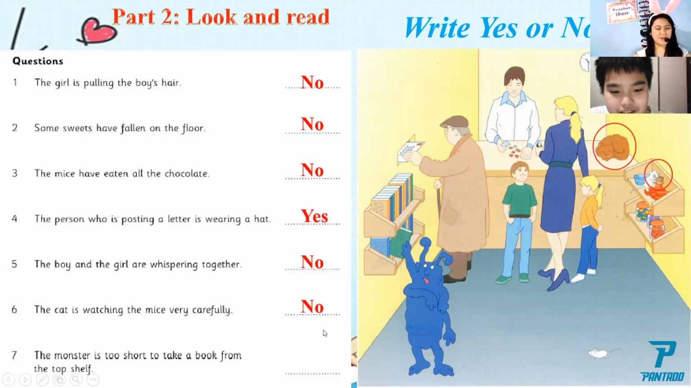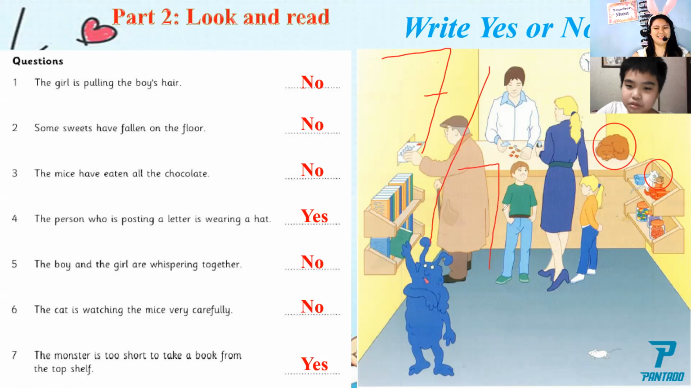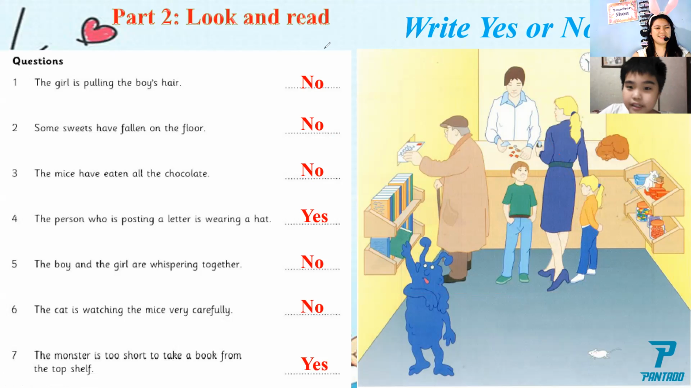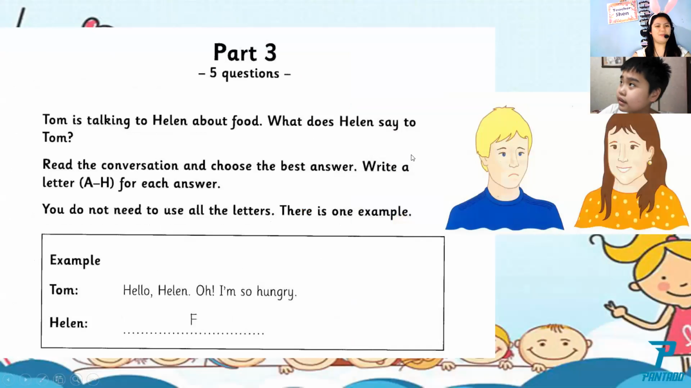Yes, I know. Now number seven. Can you read the number seven? The monster is too short to take a book from the top shelf. And this is yes. Yes. Okay, wow. Oh, perfect. You got the perfect score of 7 out of 7. Good job. Now let's proceed to the next activity, part 3.